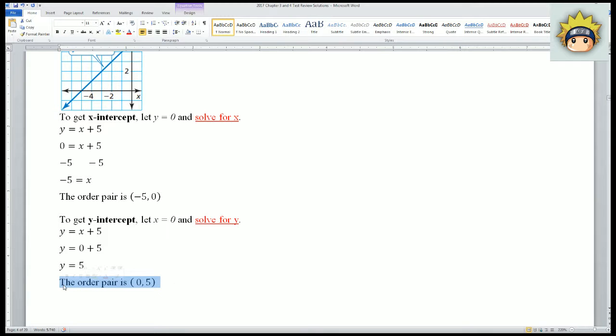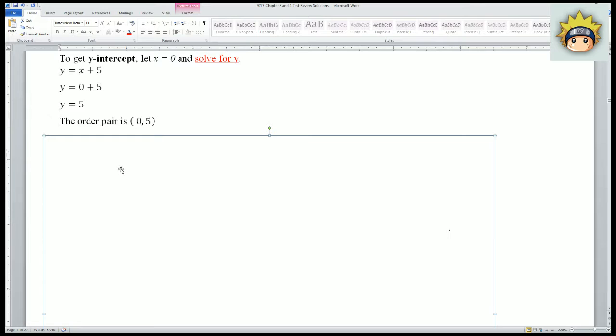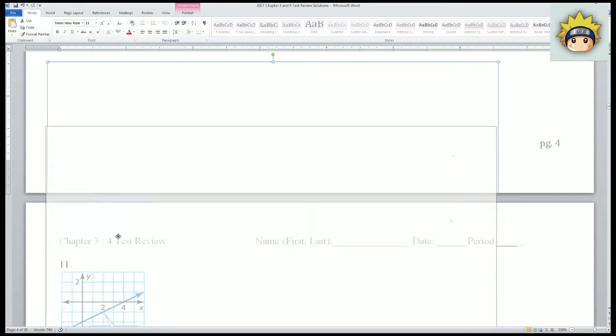That's why you write the ordered pair. The ordered pair is (0, 5). Next one, let's look at 11.